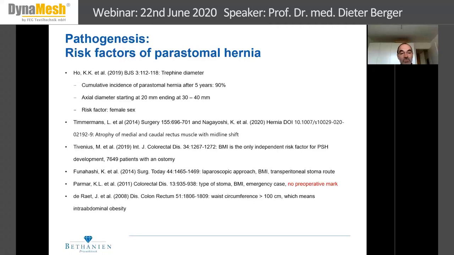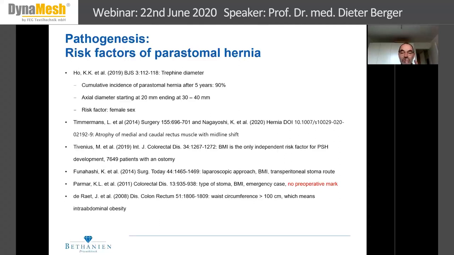The BMI has also been shown again recently in a very big study with 7,600 patients with an ostomy, and BMI was in this large group of patients the only independent risk factor for parastomal hernia development. It should also be kept in mind that if you use laparoscopy when creating a stoma, you will produce more parastomal hernias than in open procedures, especially if you have a patient with a rectal cancer and you remove your specimen through the stoma site. This is a big problem. You should use a different site for extracting the specimen.